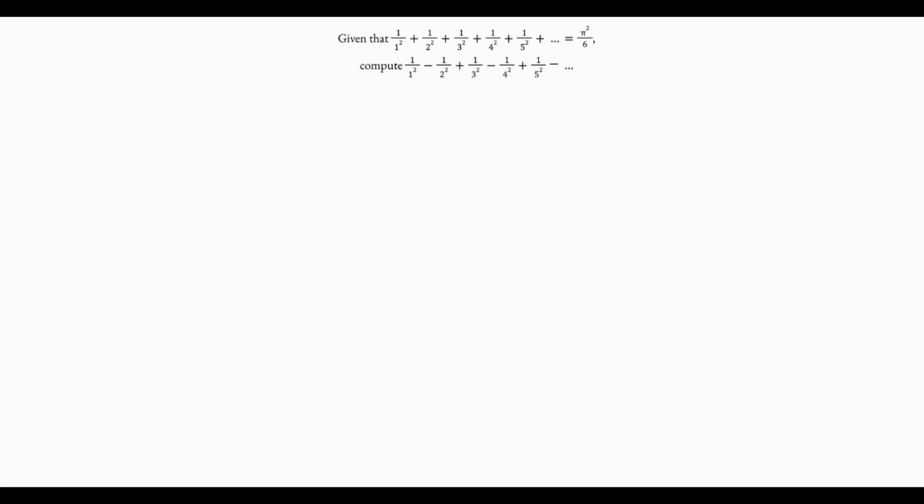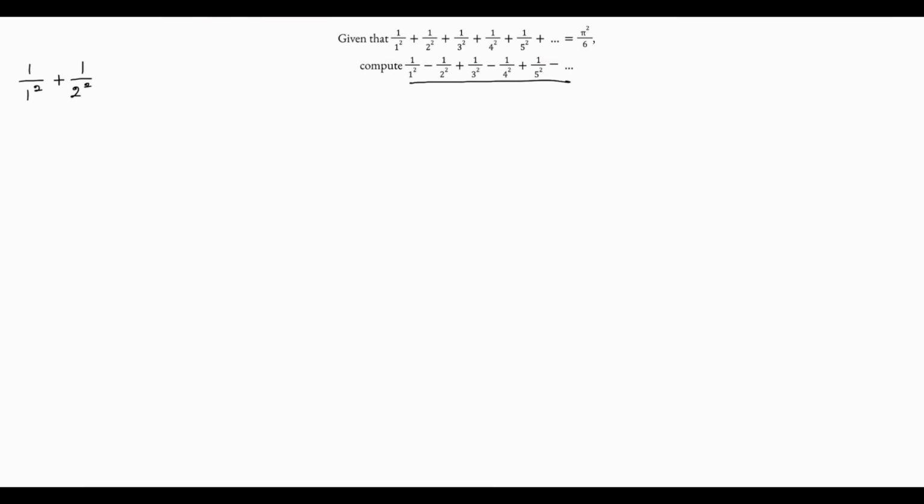Alright, the first thing we need to do is write this expression in terms of our first expression, which equals pi squared over 6. So let's do that. The first term of both expressions is the same, it's just 1 over 1 squared. Now, the second term in our first expression is a positive 1 over 2 squared.